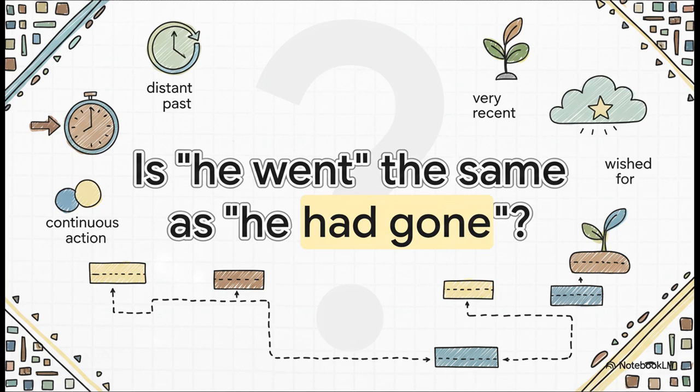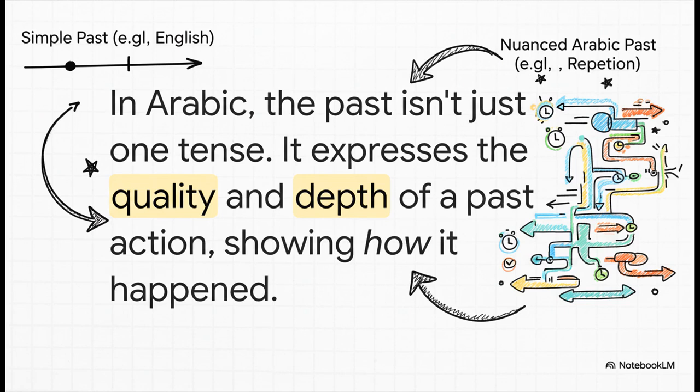I mean, just think about it in English for a second. There's a world of difference between he went and he had gone, right? That one little change completely shifts the timeline of a story. Well, Arabic takes that idea and just runs with it, building this amazing system where just one extra word can add all these layers of meaning about time, about how long something took, and even about how sure you are that it happened.